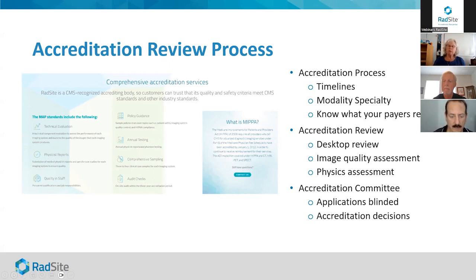But once it's fully been passed by all 3 reviewers, we then create an executive summary. It is blinded so that the accreditation committee does not know who they're making their decision over. But in addition to the executive summary, they also get the reports from the imaging reviewer as well as the physics reviewer. So they are taking a look at all the pieces before making their final decision.